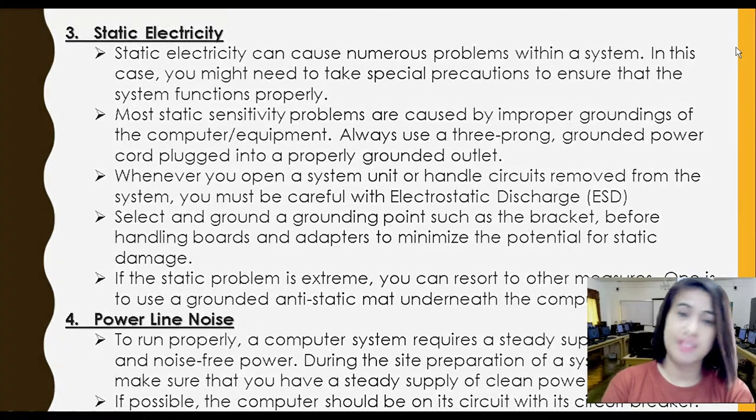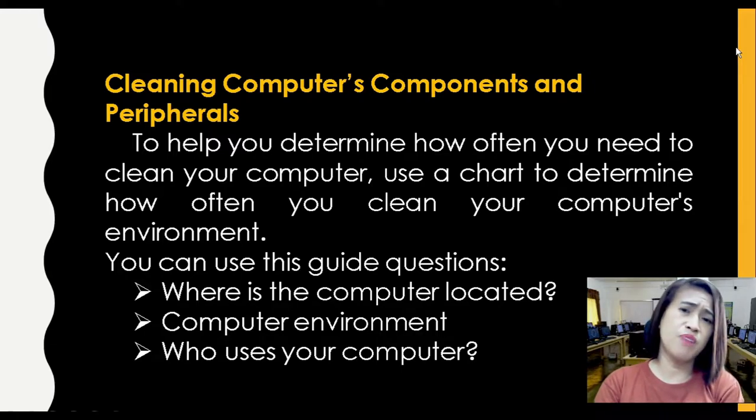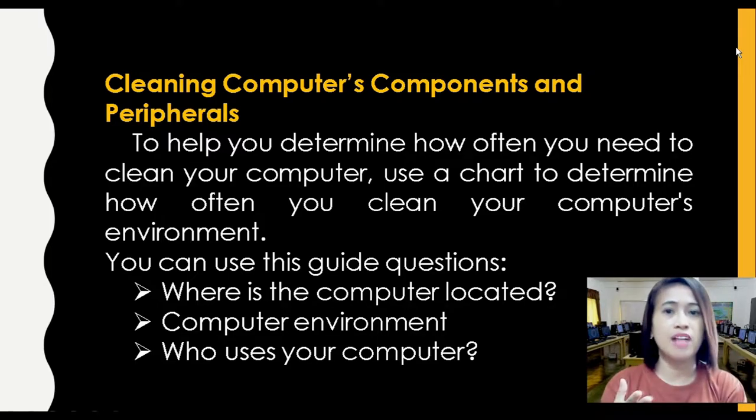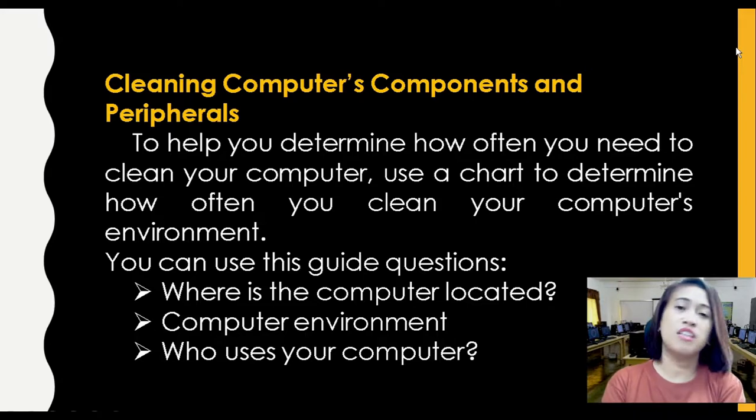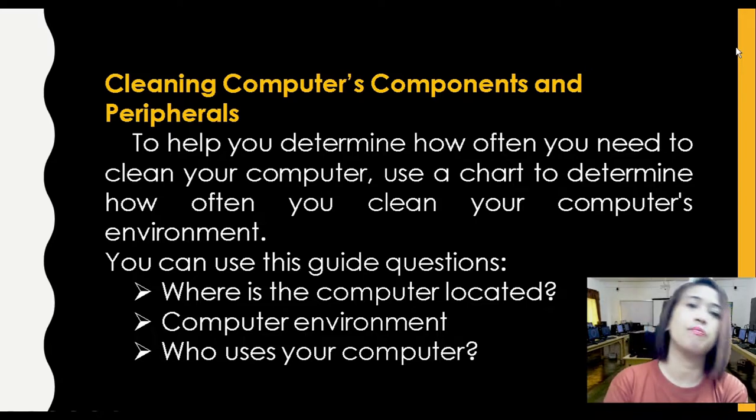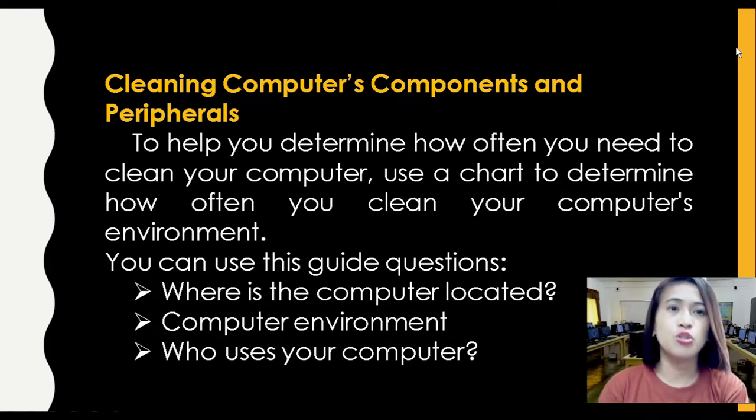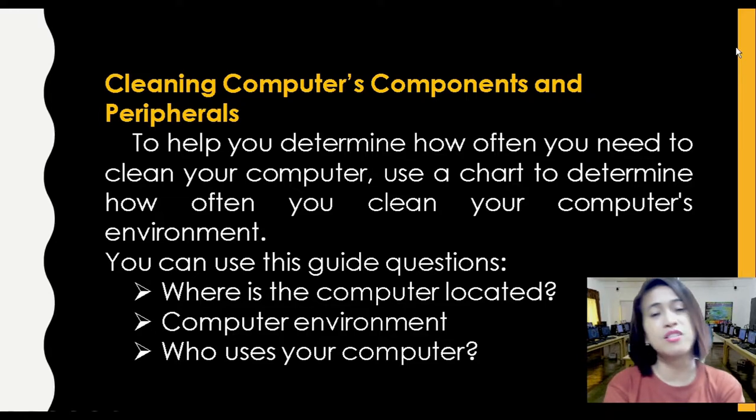Power line noise. Now, this is very important as well. Clean the computer components and peripherals. When we say components, we have the mouse, the keyboard, the monitor, and the system unit. Peripherals are the different devices that are attached at the back of the system unit. For example, the power cord, the power cable, the VGA cable, the PS2 cable, the USB cable. Also, the different devices attached at the back of the system unit, such as the printers and the speaker or any external devices.